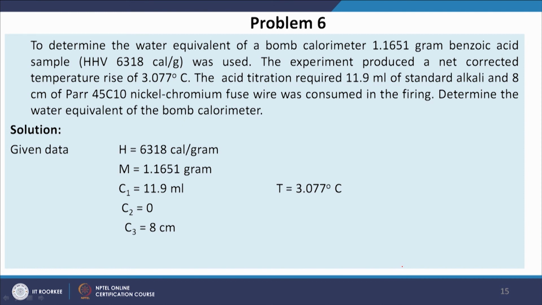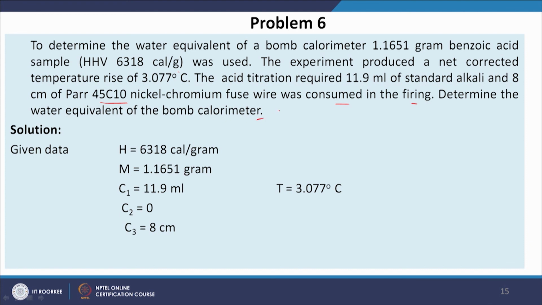Then problem number 6. The statement is to determine the water equivalent of a Bomb calorimeter. A 1.1651 gram benzoic acid sample, high heating value 6318 calorie per gram, was used. The experiment produced a net corrected temperature rise of 3.077 degree centigrade. The acid titration required 11.9 ml standard alkali and 8 centimeter of Parr 45C10 nickel chromium fuse wire was consumed in the firing. Determine the water equivalent of the Bomb calorimeter.